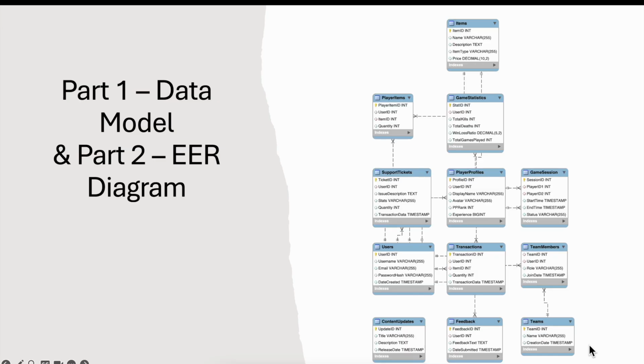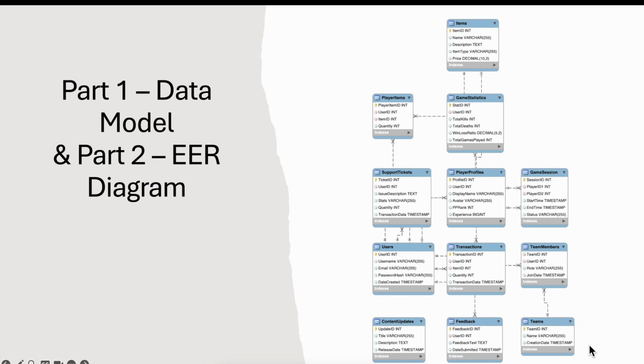Moving on to our data model in our EER diagram. We're going to start off with the users table, since that's kind of where most tables stem from. Each user has a unique ID, a username, an email, a password, and an account. We then move on to our items table, where items are defined by an ID. They have a name, a description, a type, and a price.